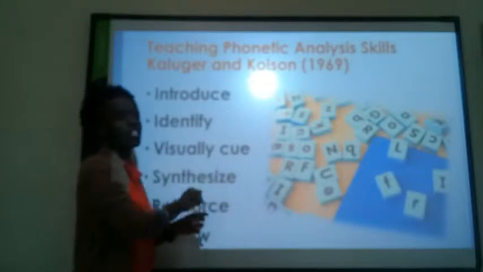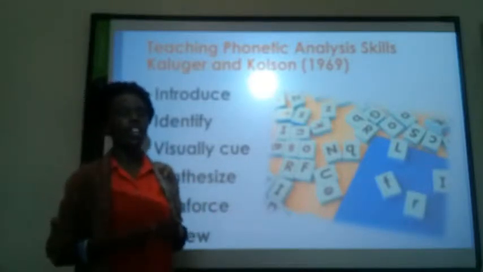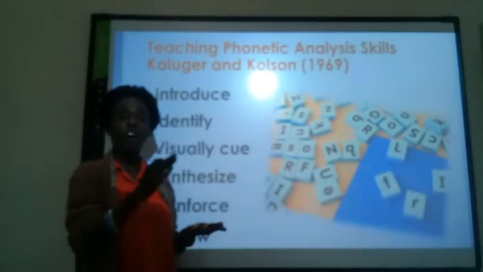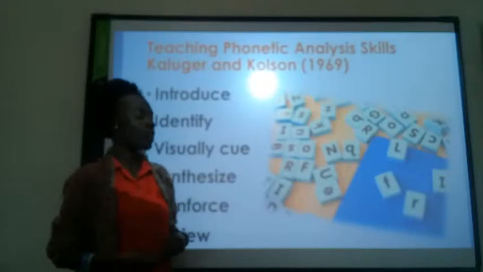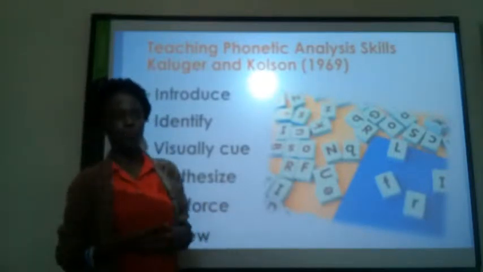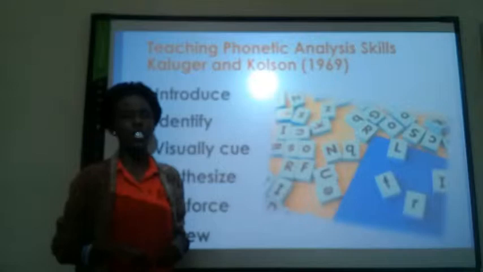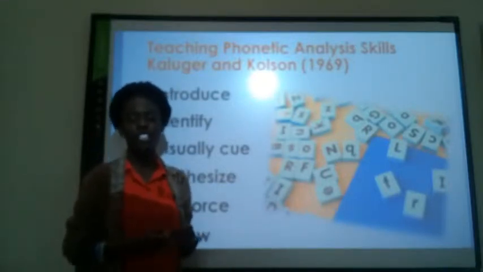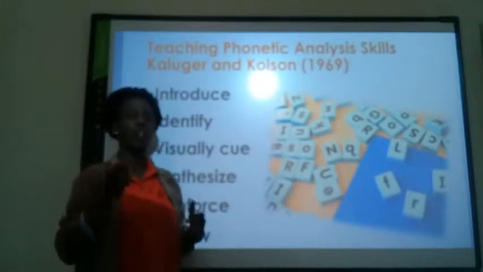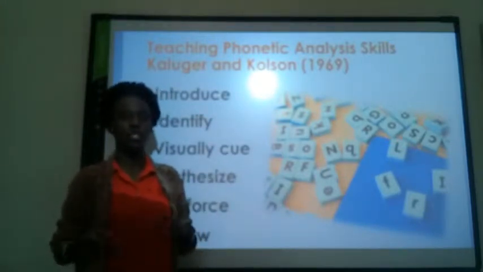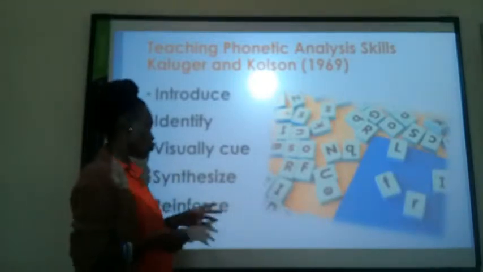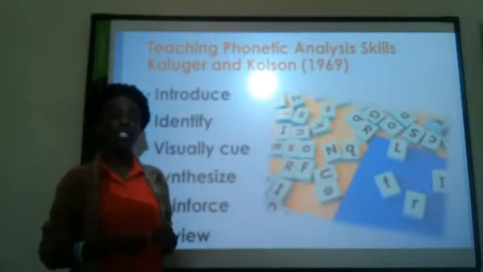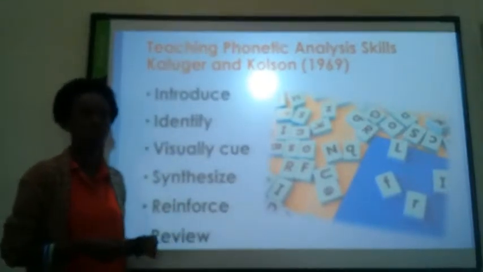Next, you would visually cue. The letter sound should have a picture to match. So the word tent, you can find a picture of a tent. That's your visual cue. Then you would synthesize. That is introducing activities requiring use or manipulation of the phonetic generalization just learned. So looking at the word and finding different ways to get it to conform to something else. Then you would reinforce. You would assign and supervise practice activities and then review.